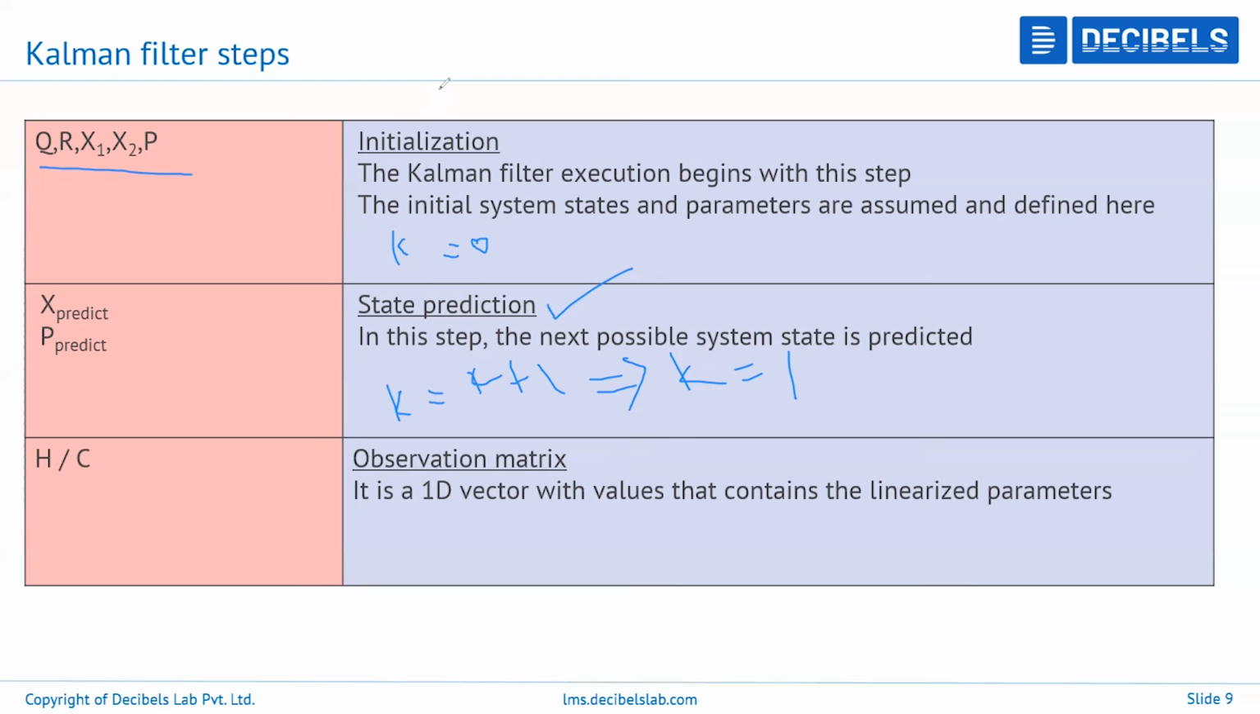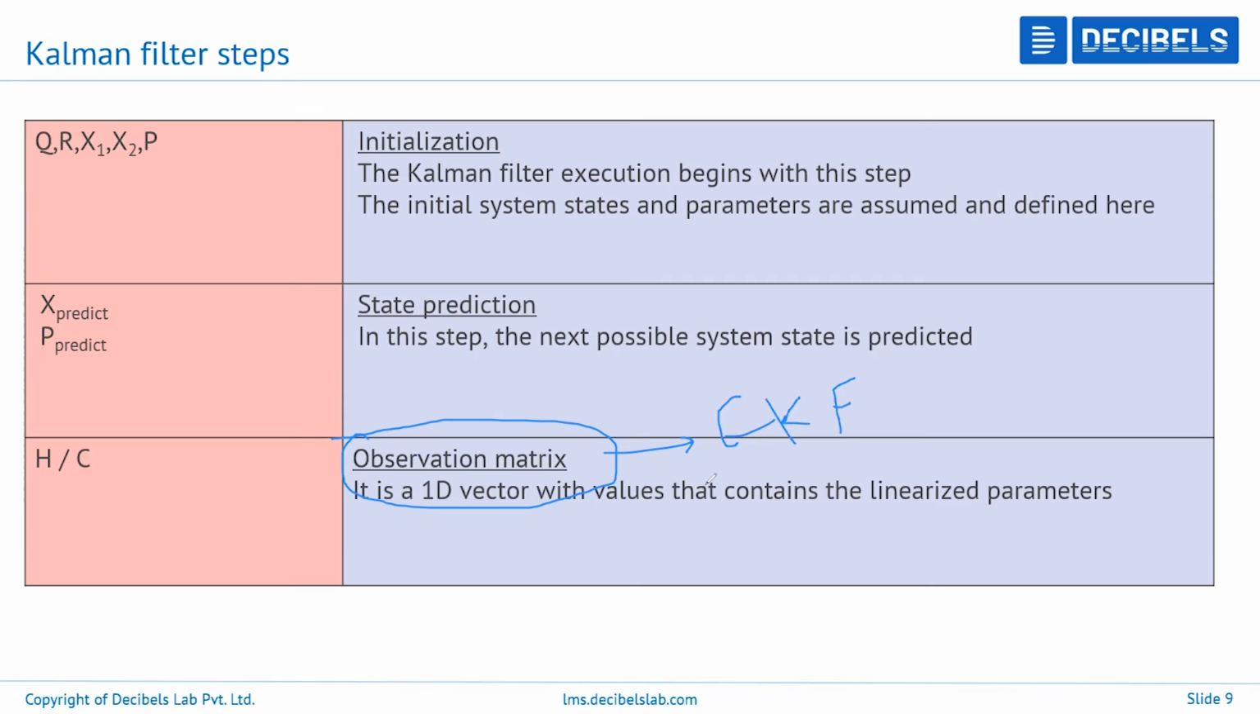The third step is called the observation matrix. This is most commonly used in nonlinear Kalman filters, especially in EKF, where a certain degree of nonlinear parameters are linearized to a small extent, so that the system complexity is reduced from high order nonlinearity to a certain degree of linearity.